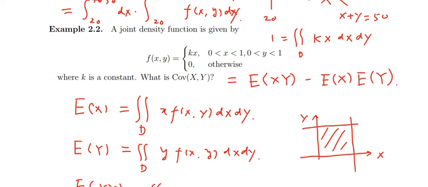This integration is just x from 0 to 1, y from 0 to 1. So it just becomes the integral from 0 to 1 of kx dx equals 1. So we find k equals 2. Okay, so k equals 2.